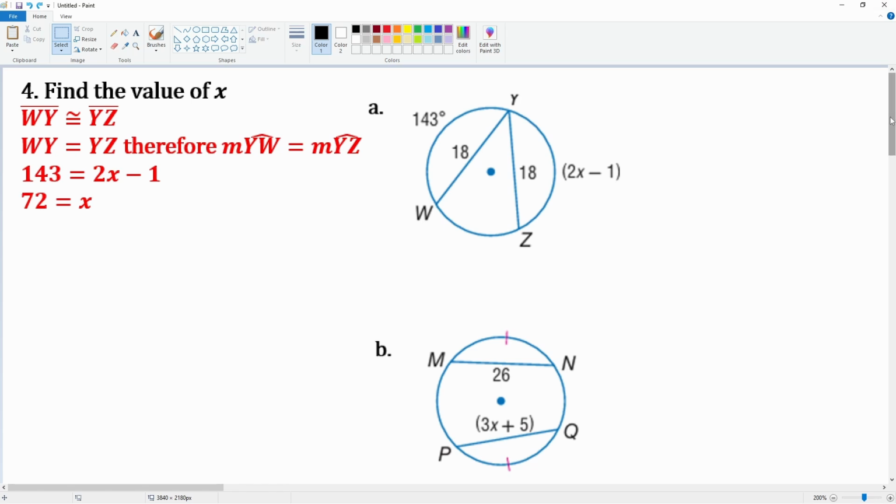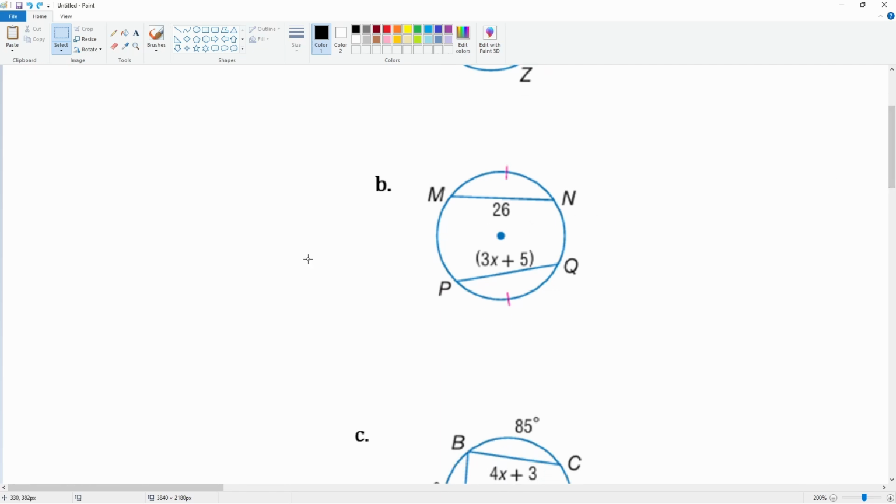Okay, let's look at B. So here we have B. Please notice that the arcs are congruent. It's noted by those two red hash marks. Arc MN is congruent to arc PQ. Therefore, their chords are congruent. Line MN is congruent to line PQ. Therefore, their measurement MN is equal to PQ.